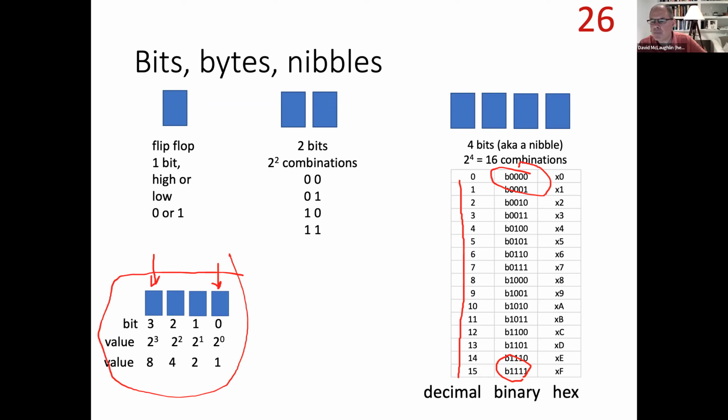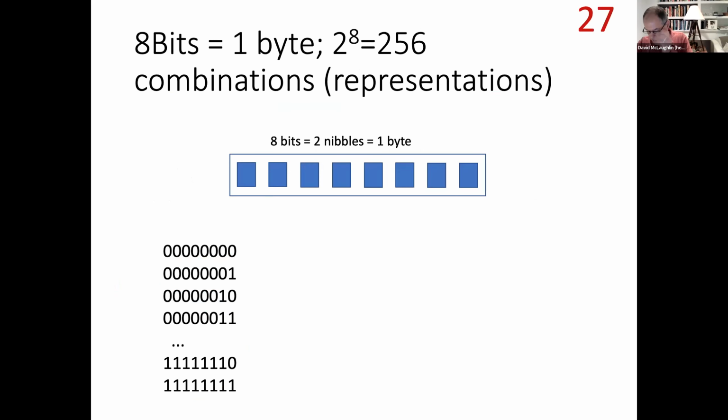And so, going back over to the right side of the screen, in addition to talking about the value of that nibble in binary or in decimal, we can also describe its value in hexadecimal, right? Base 16, where you use the digits 0 through 9 and then A, B, C, D, E, and F. Okay, so that's bits, bytes, and nibbles.